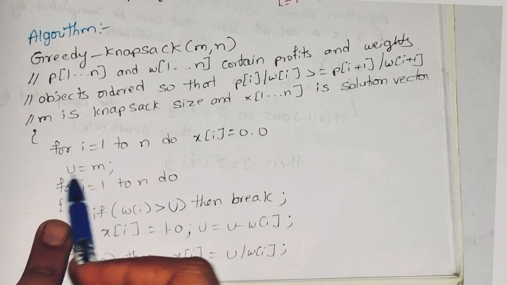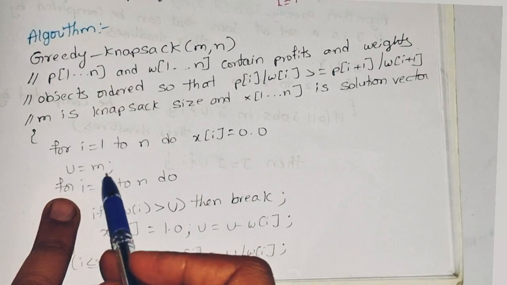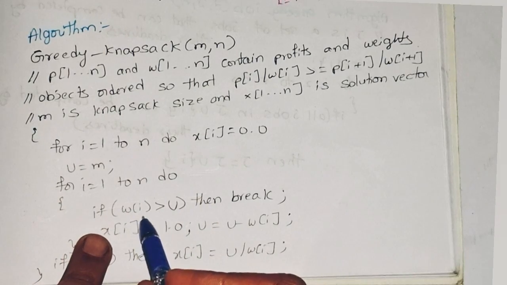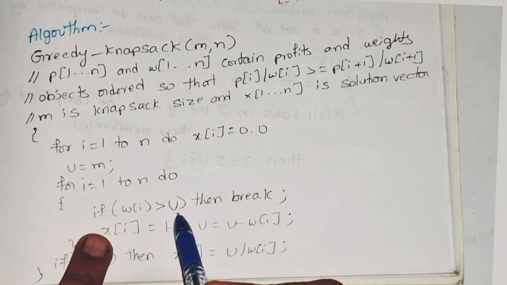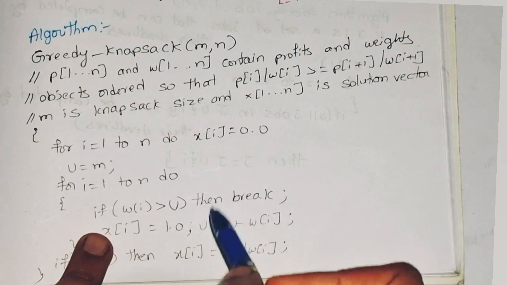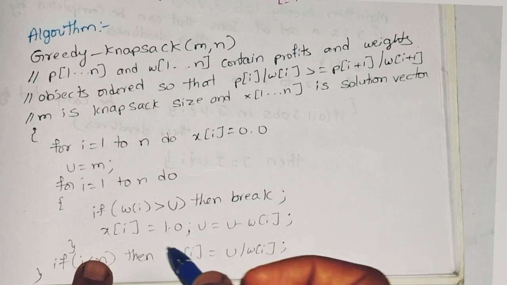So here u equals m, that means we are assigning the knapsack size to u. So u is the knapsack size. For i equals 1 to n do: if the weight of the vegetable is greater than the bag size, then we will break the condition and come out of the loop.